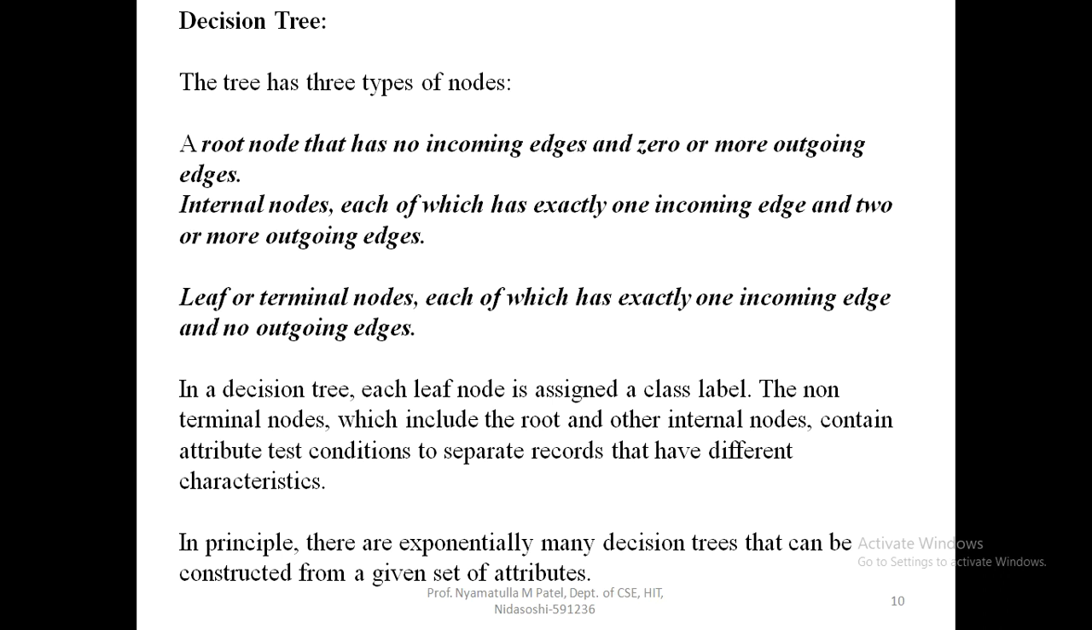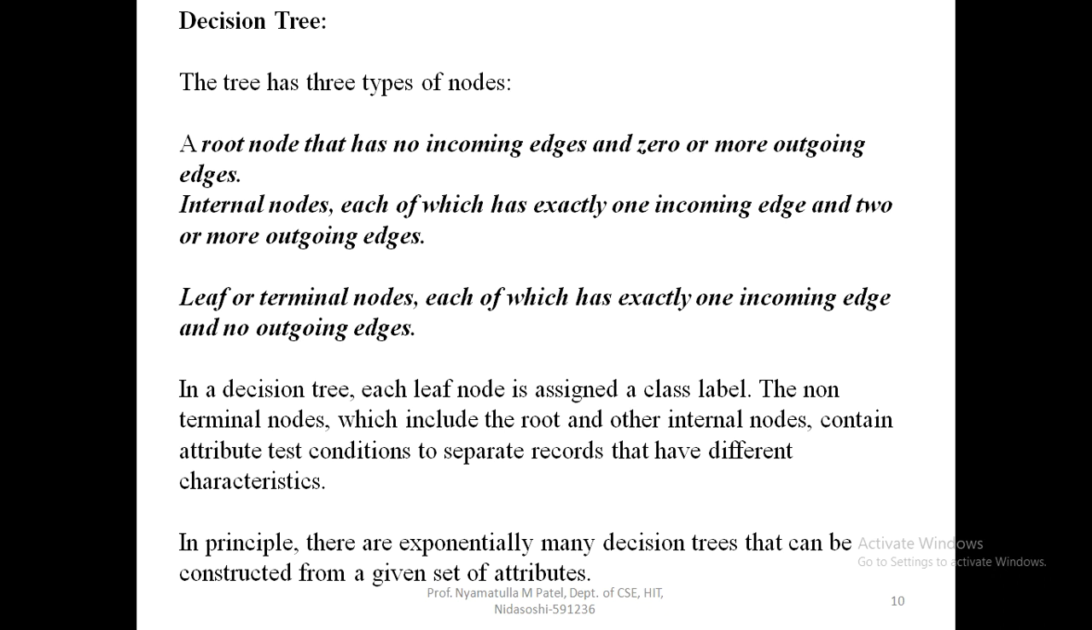What is a decision tree? The tree has three types of nodes. So a decision tree has three types of nodes. One is the root node, second one is the internal node, and third one is the leaf or terminal node. A decision tree will be used to classify different objects, to find which class they belong to. So whenever I am designing a decision tree, three types of nodes will come into picture: the root node, an internal node, and the leaf or terminal node. So let us see what a root node is.